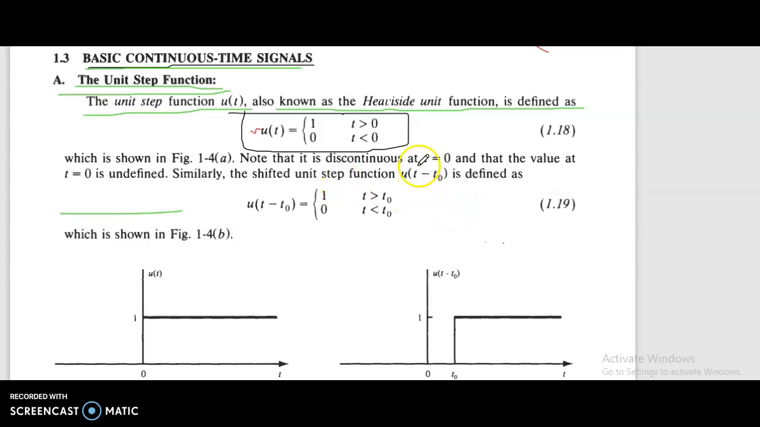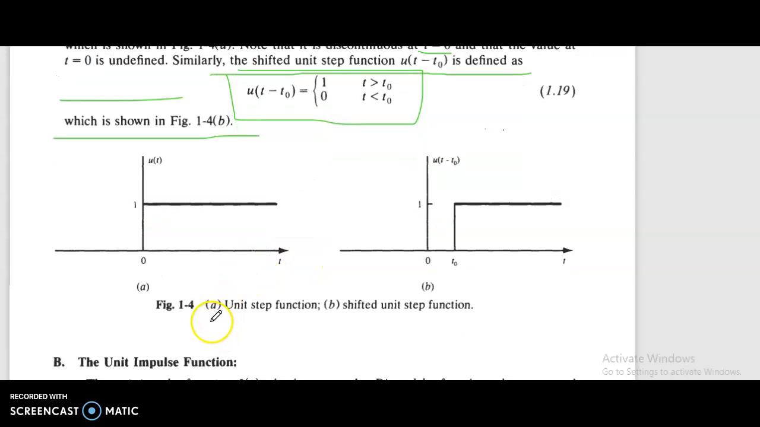Note that it is discontinuous at t equal to 0, and that the value at t equal to 0 is undefined. Similarly, the shifted unit step function u of t minus t0 is defined as 1 when t is greater than t0, and 0 when t is less than t0, as shown in the figure. Here, a is the unit step function, b is the shifted unit step function.